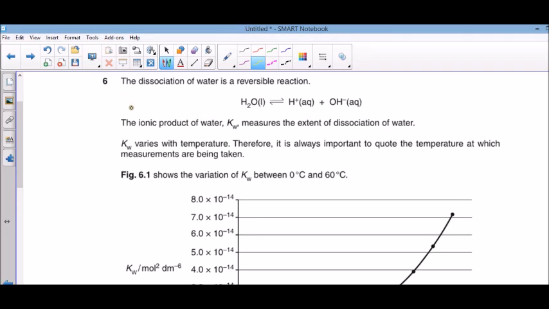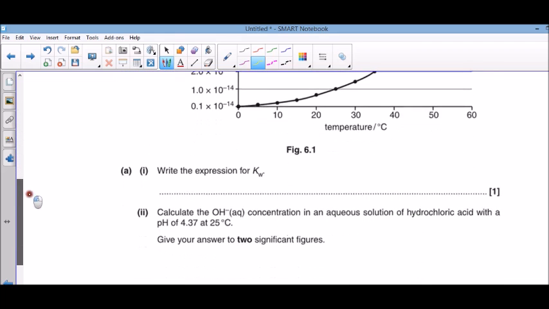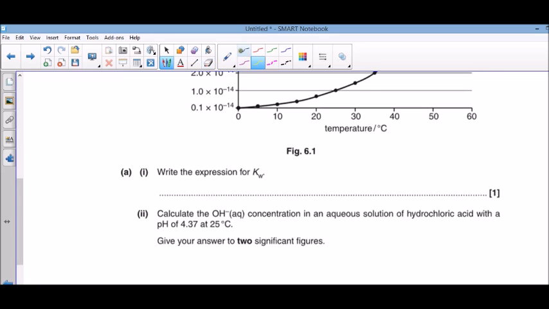Question 6 is a Kw question. So not that frequent that you get a big Kw question like this. This is quite a nice one though. We've got a graph showing how Kw varies at different temperatures. First thing though is writing an expression for Kw, so you should all know this one, for 1 mark.